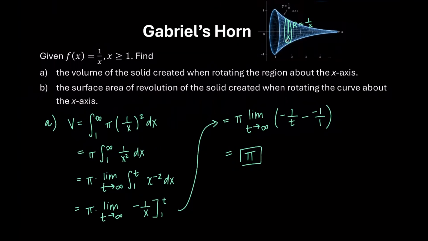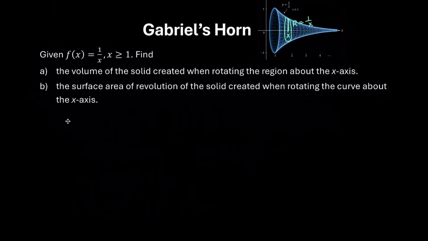So now let's take a look at part B. To find the surface area of revolution, we're going to start with the integral from 1 to infinity of 2 pi, and then the radius is 1 over x, so 2 pi times 1 over x, and then I'm going to need the square root of 1 plus the derivative of 1 over x squared.